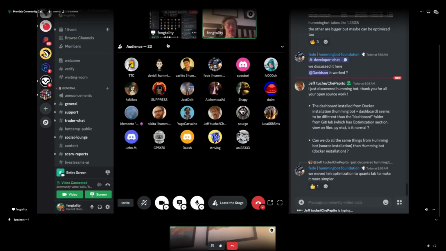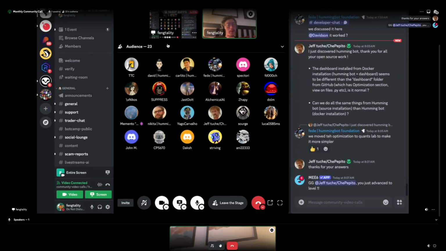And then Jeff also asks, can we do the same things from Hummingbot source as Hummingbot Docker? Yes, absolutely. So the Docker version should be like the user version, I guess. It should have the same functionality.